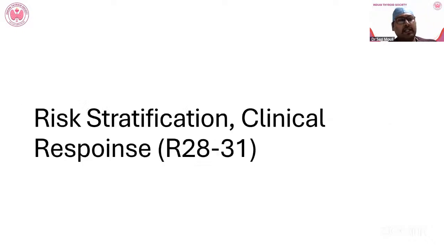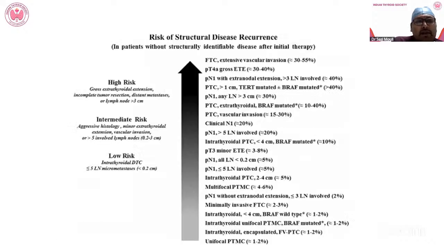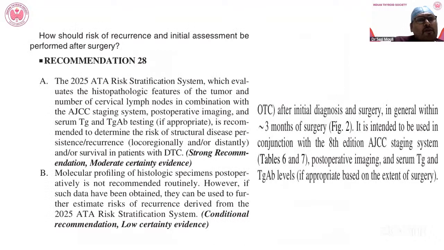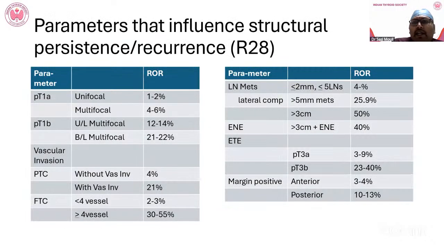Now, this is the most important thing, the risk stratification. So this was the 2015 one, where there was a 3-tier risk stratification: low risk, intermediate, and high risk. And we have got a lot of information in this, but still there were a lot of nuances which had to be dealt with. So there comes the 4-tier risk stratification, and this has to be done after the surgery along with the histopathology and TG and anti-TG antibodies, and then in conjunction with the 8th edition of AJCC. So molecular profiling is not routinely recommended at this particular point of time unless it's metastatic or radioiodine refractory. So these are the parameters, which I will go through in brief, based on which the risk stratification has been done.